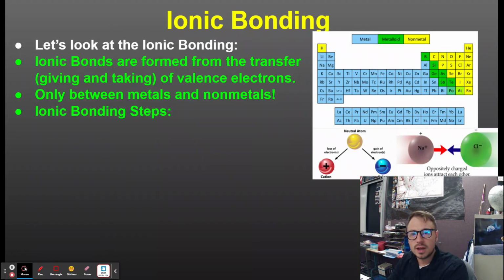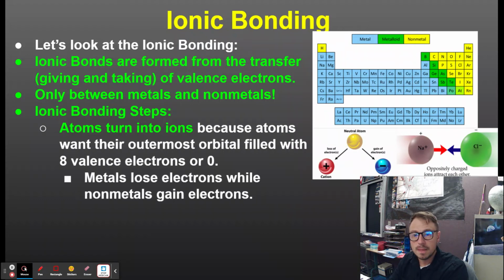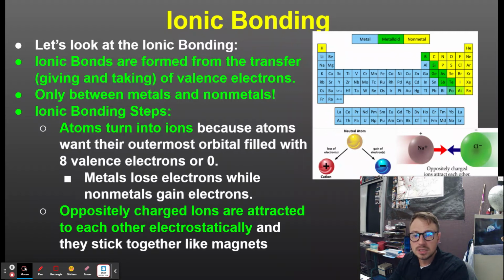So here are the steps for ionic bonding. Atoms turn into ions because atoms want their outermost orbital filled with 8 valence electrons or 0. Metals will lose their electrons while nonmetals will gain their electrons. And oppositely charged ions are attracted to each other electrostatically, and they stick together like magnets. So if we look at this periodic table, if I've got atoms that are bonding, if one's a metal and one's a nonmetal, so one's from the blue and one's from the yellow, including hydrogen, it's going to be an ionic bond.